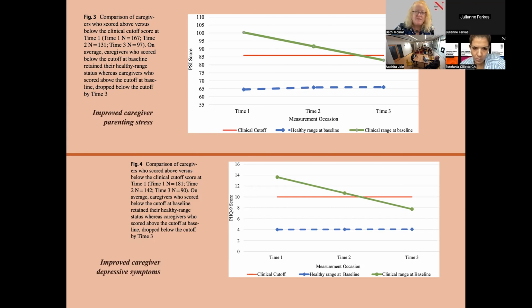And then also in their depressive symptoms. So again, above the line at time 1 and below the line on average at time 3. So all of this was really great results to be able to call this an evidence-informed or evidence-based program. The next slide.